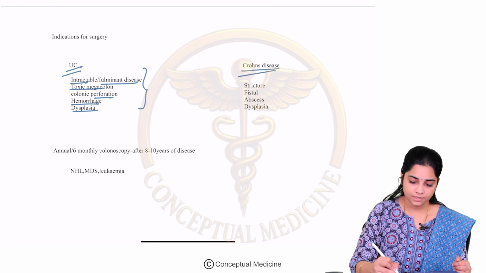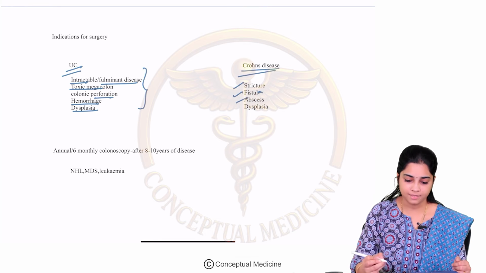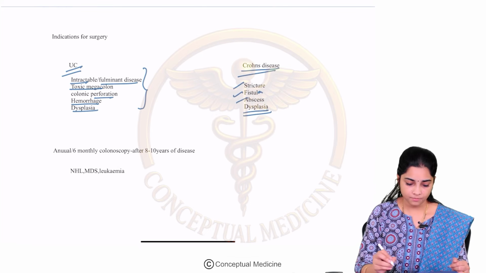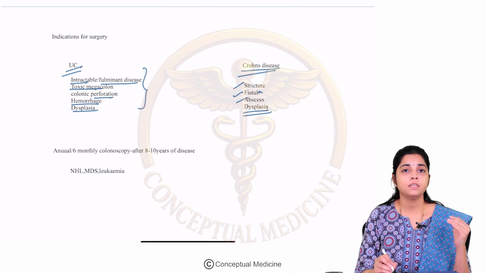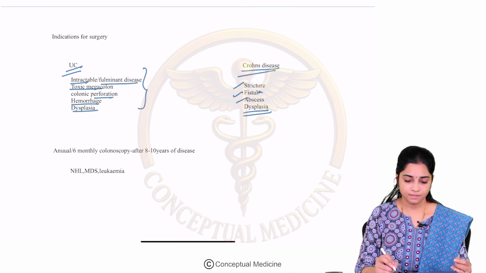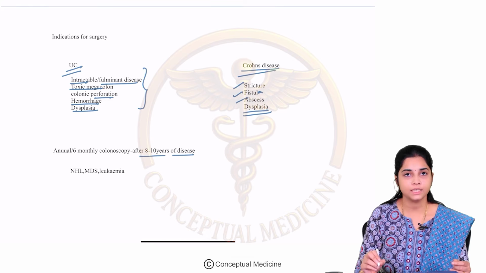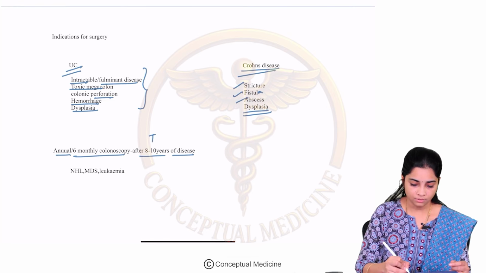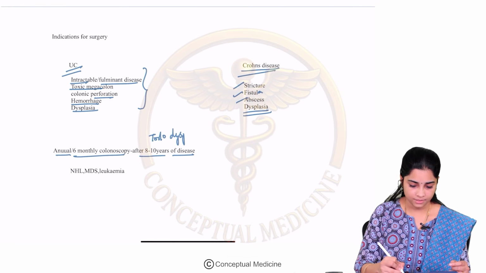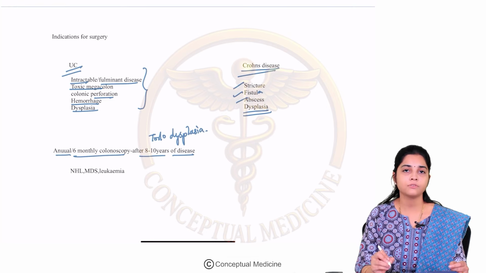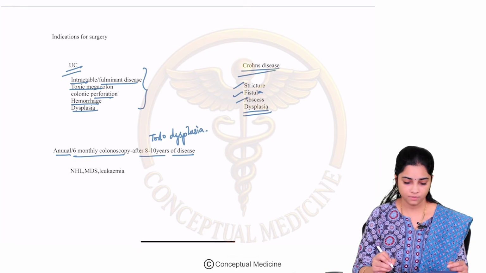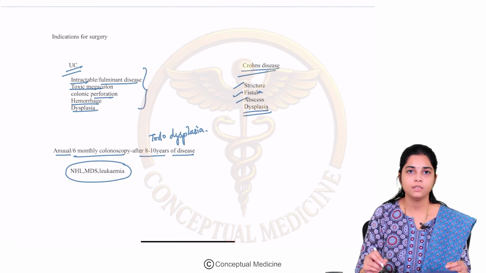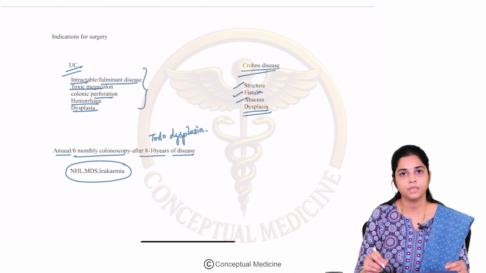In Crohn's disease, if there is a stricture, if there is a fistula, abscess, again if there is a dysplasia, you have to operate. Right? So whenever the ulcerative colitis has been severe and it has been there for about more than 8 to 10 years, then you have to do an annual or 6-monthly colonoscopy to rule out dysplasia. Because there is a high risk of colon malignancy with UC. Apart from that, UC is also associated with other malignancies like NHL, myelodysplastic syndromes and leukemias.